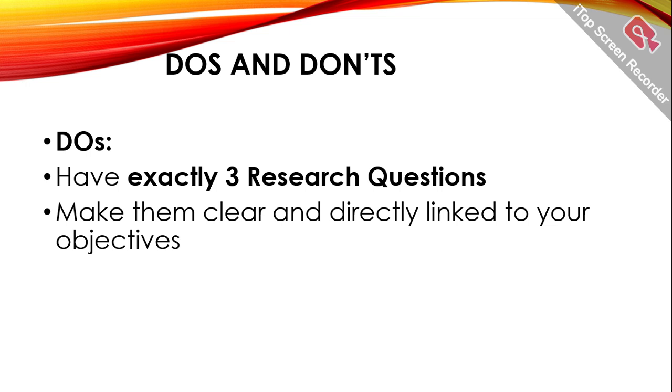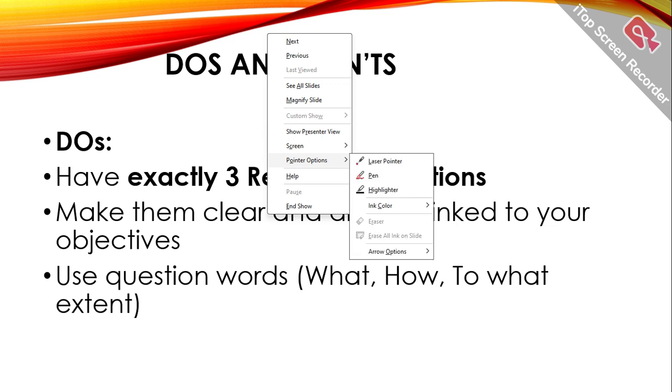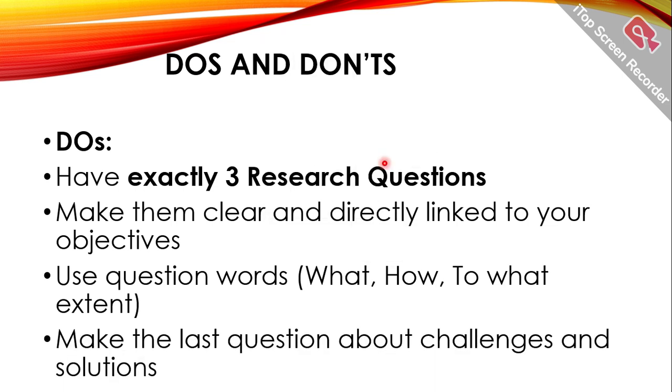We have to make them clear and actually linked to your objectives. Use question words like what, how, to what extent. Yes. Make the last question about challenges and solutions. So that's why I'm saying that if you had 3 objectives and these were all not having any part about challenges and solutions, and the last one had a certain objective and was also looking at the solutions and challenges, break the last one into 2 questions, one focusing just on the objective and the fourth one talking about the challenges and solutions, as in the first 2 examples.